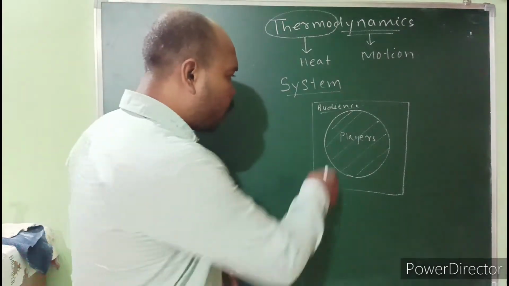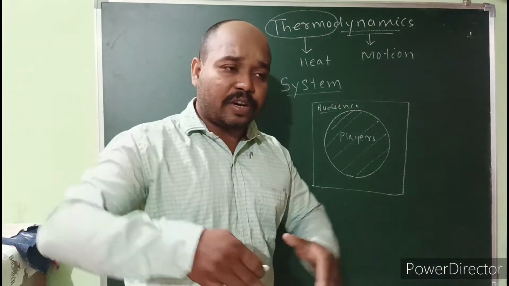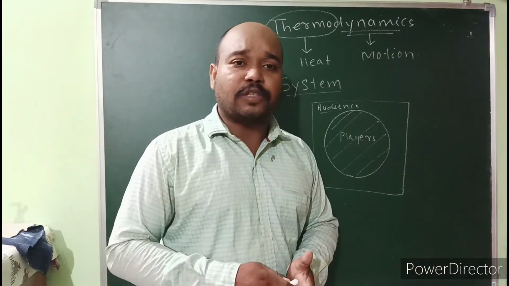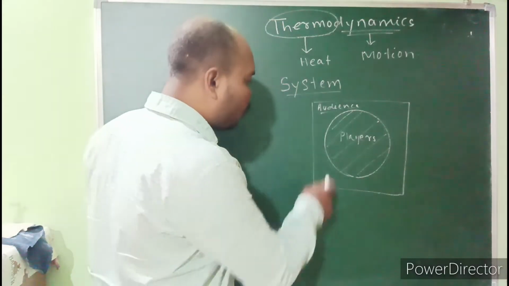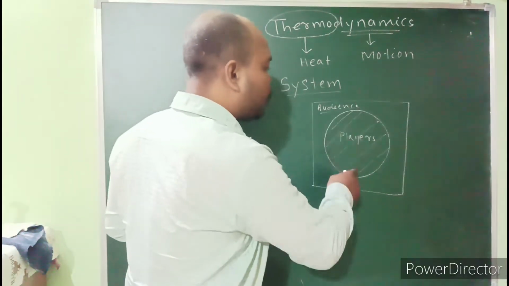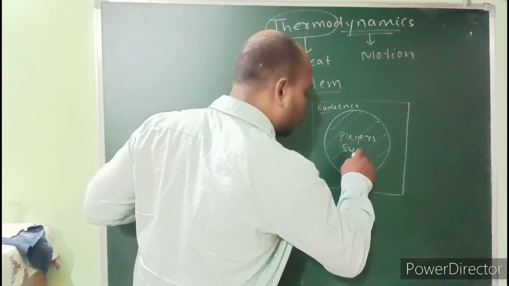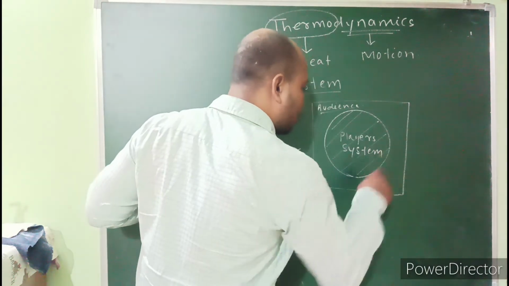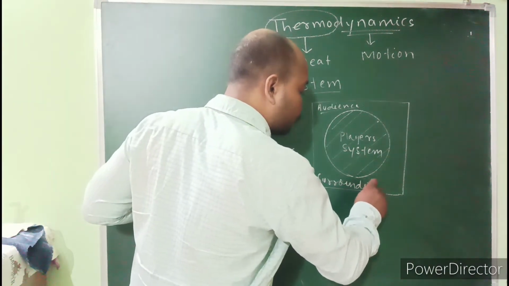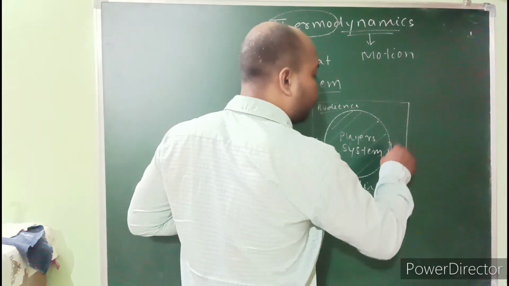Now between the audience and players there is a region that separates them, a separator. That separator is called boundary. The separator or the region which separates the system from surrounding is called boundary. So this is our system, this is our surrounding, and this is our boundary.